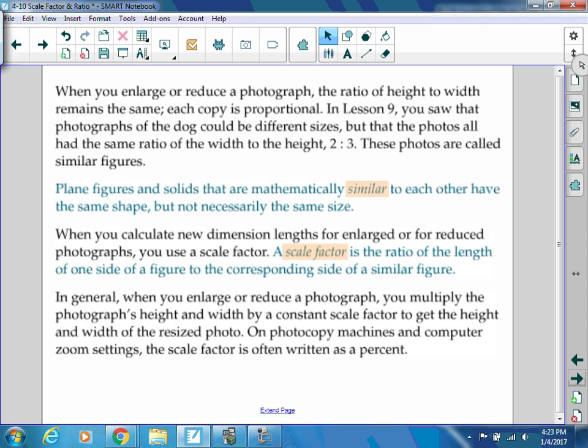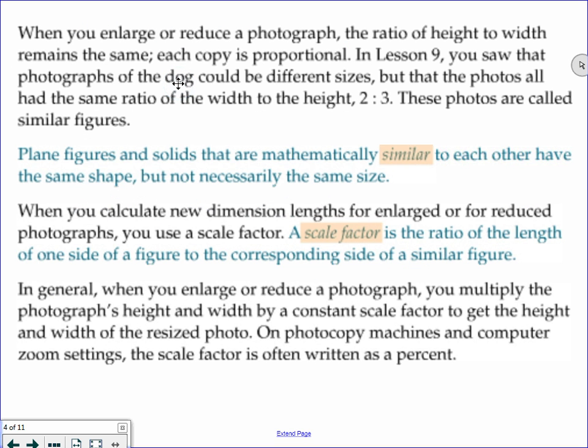Okay, moving on here. So this first part on here, we want to take note of when you enlarge or reduce a photograph, the ratio of the height to width remains the same. Each copy is proportional. Okay, that's what's important there to remember.